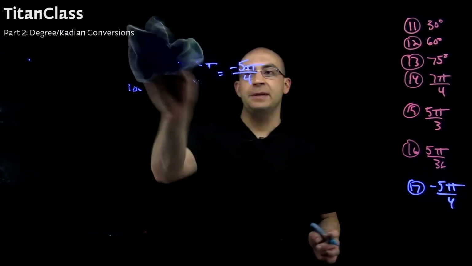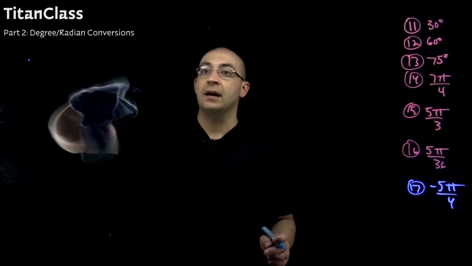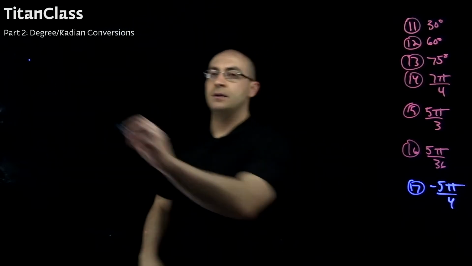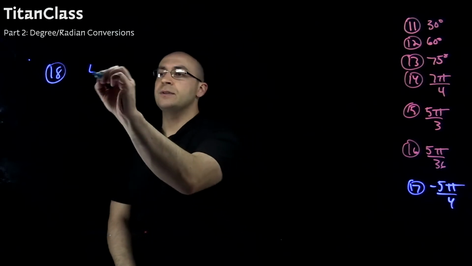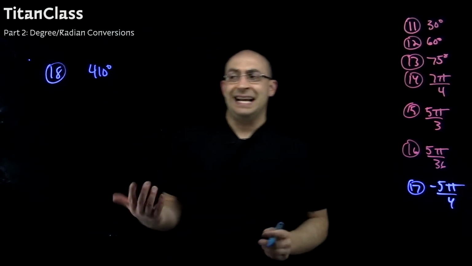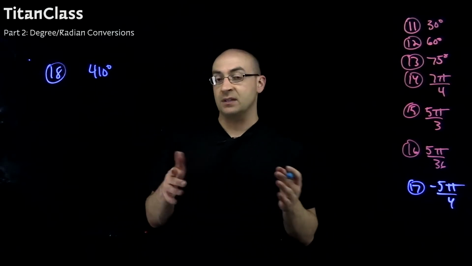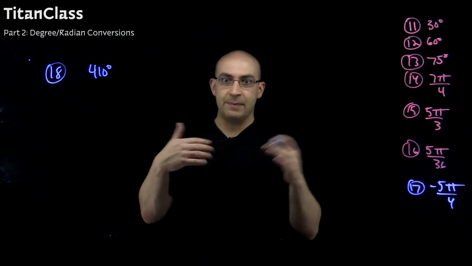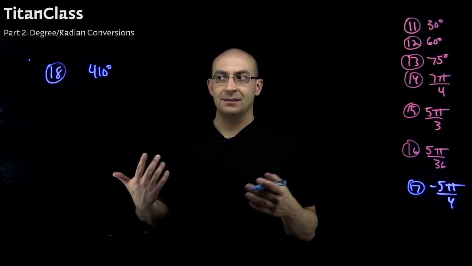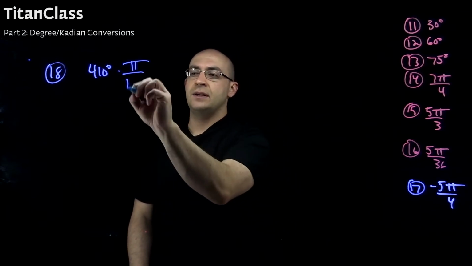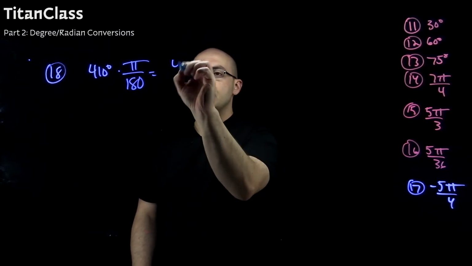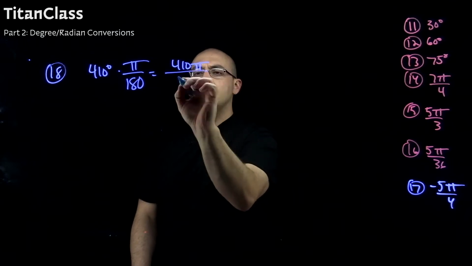Number 18 is going to be another degree measurement, which is obviously going to be changed to a radian. So number 18, 410 degrees. Okay. It actually doesn't matter. This is one of those things where it doesn't matter what the degree measurement is. If it's way bigger than 1 revolution or way less, who cares? I'm still converting it, right? So again, degrees to radians is pi over 180. So this is 410 pi over 180.